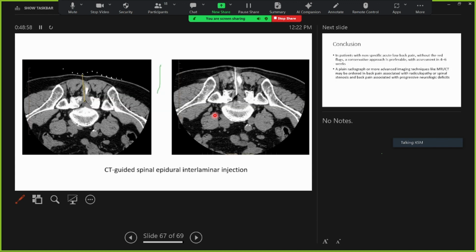So this is the translaminar. The patient is in prone position, and in between the lamina, we access the epidural space and give the injection.